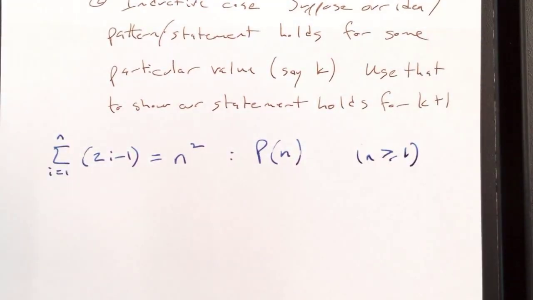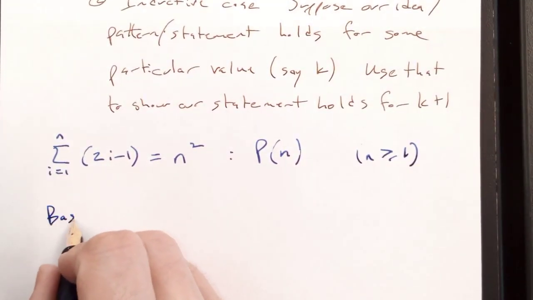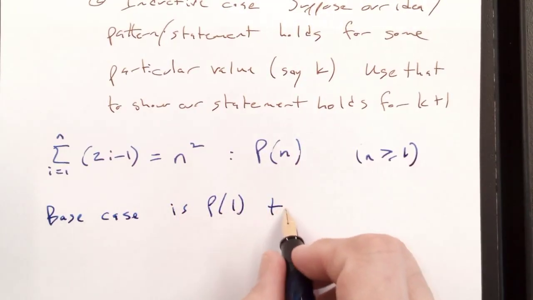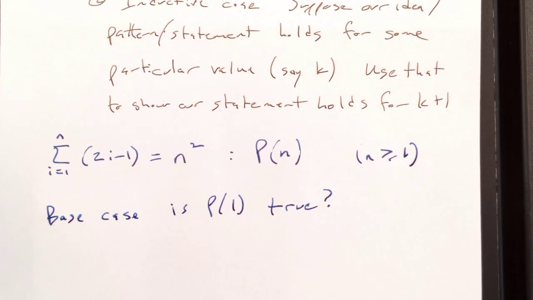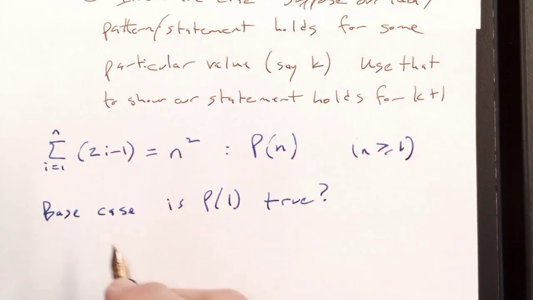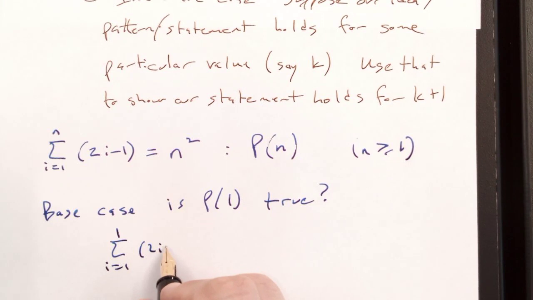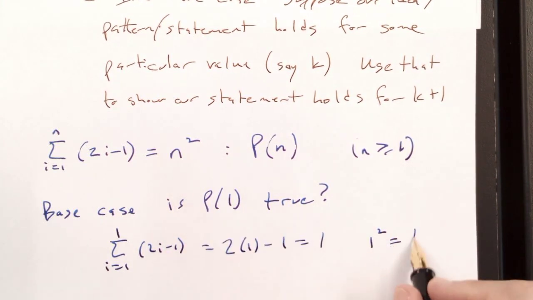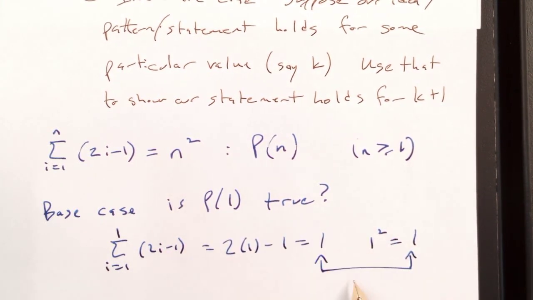So here's my base case. Is P of 1 true? Can you answer that? Well, sure. If I plug in 1 on this side, the sum from i equals 1 to 1 of 2i minus 1 is 2 times 1 minus 1, that's 1. And the right-hand side, 1 squared, is also equal to 1. Hey, those match. Yay. P of 1 is true.